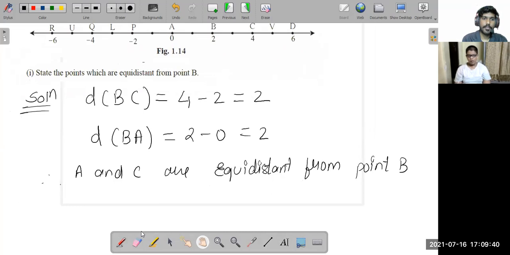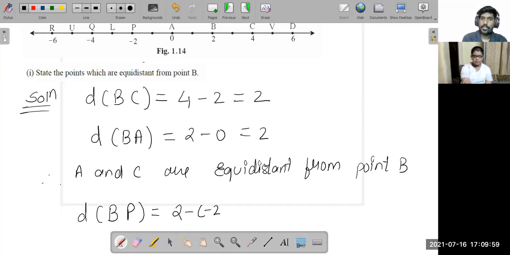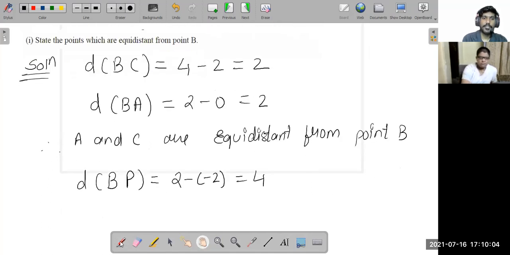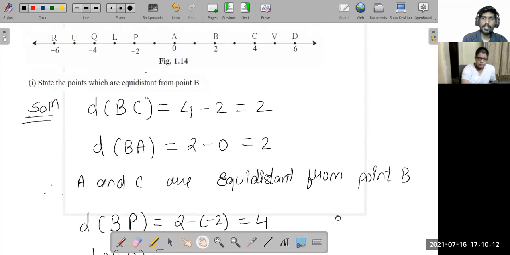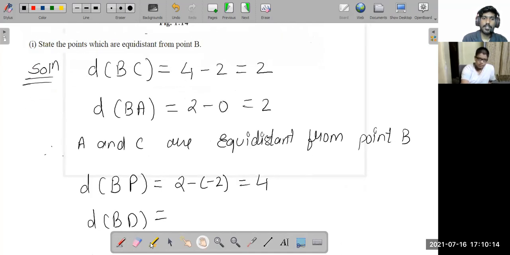So let's find the distance. First you said P, right? So let's find distance BP. How much is distance BP? Can you tell me? 2 minus minus 2, that is 4. And you said D, right? So distance BD. Can you say distance BD? It will be 6 minus 2. Okay. 6 minus 2, which is 4.